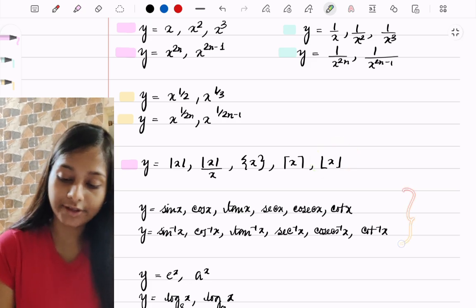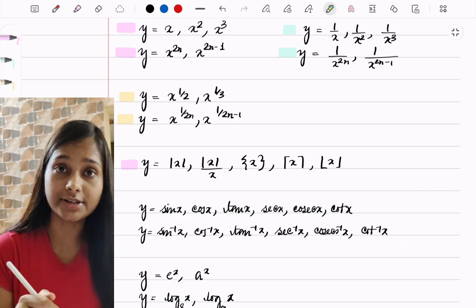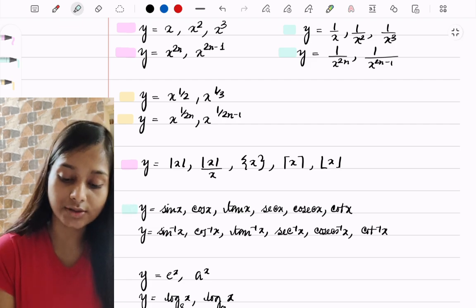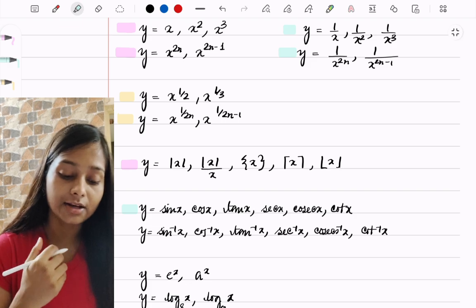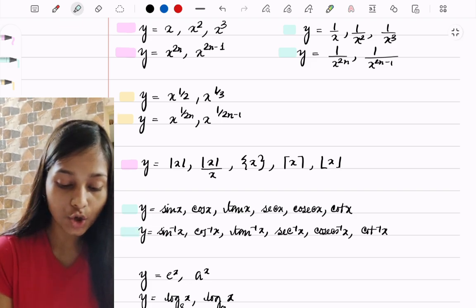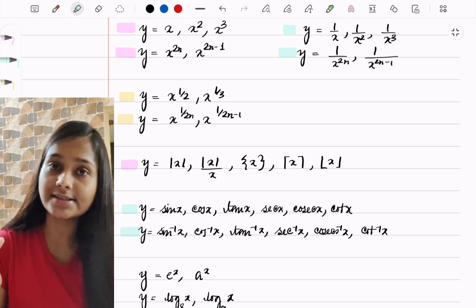Next, we have the trigonometric functions and their inverse trigonometric functions, like here we have sin x, cos x, tan x, sec x, cosec x, cot x, and their inverse trigonometric functions, which are sin inverse x, cos inverse x, tan inverse x, sec inverse x, cosec inverse x, cot inverse x.